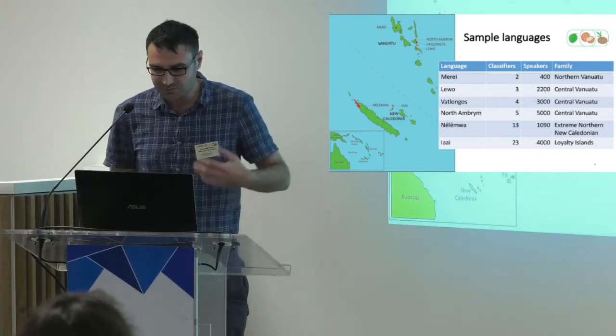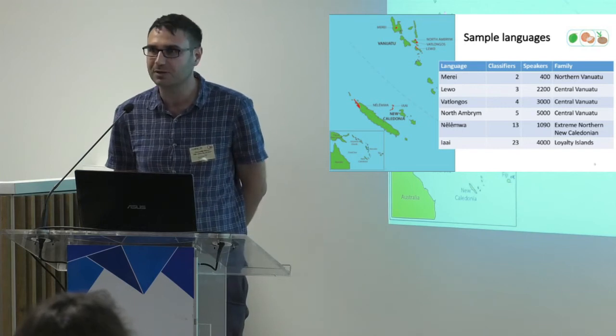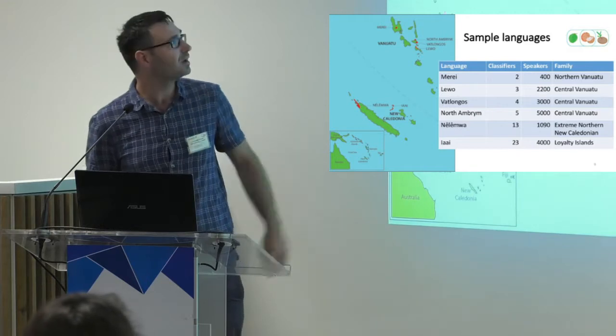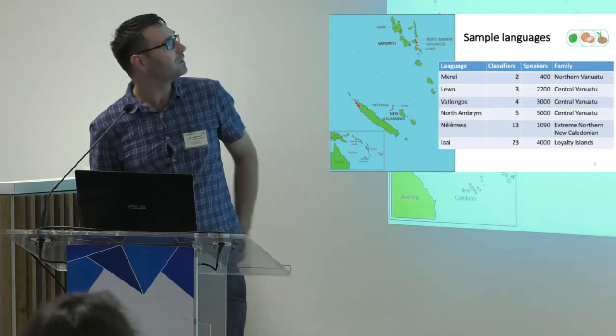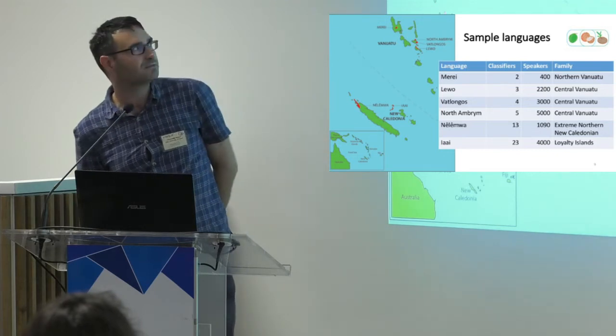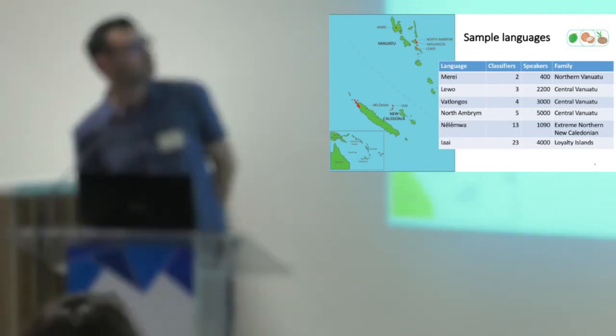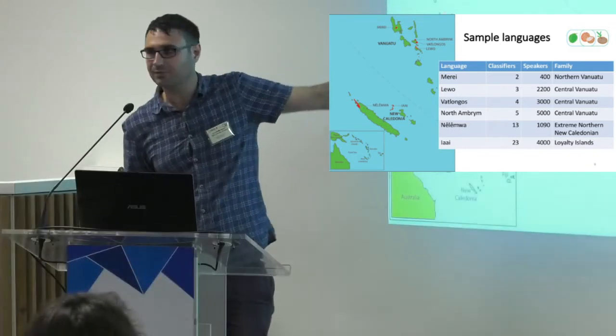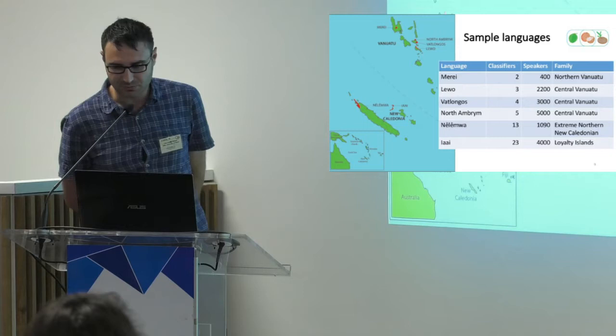We've chosen these languages because they vary in the inventory size of the classifiers that they have. So from 2 in Murray up in Santo, and we have 3 classifiers in Lewo on Epi. Then Vatlongos has 4, which is also known as Southeast Ambrym. Northumbrian has 5 classifiers. Nilemwa and Yai have the highest amount of classifiers with 13 and 23.